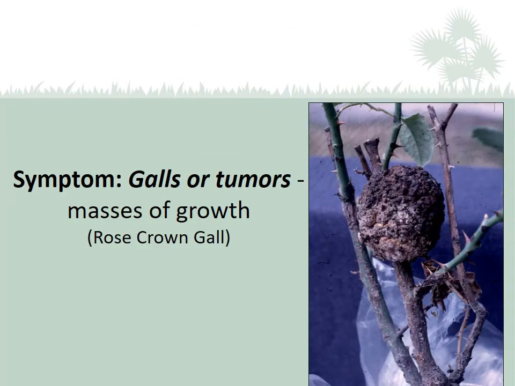This is a gall or a tumor. We see here the rose crown gall. Galls are characterized by a spongy, rough, pinhead to golf ball sized tumor-like swelling that becomes brown and woody, and becomes knotted with age.